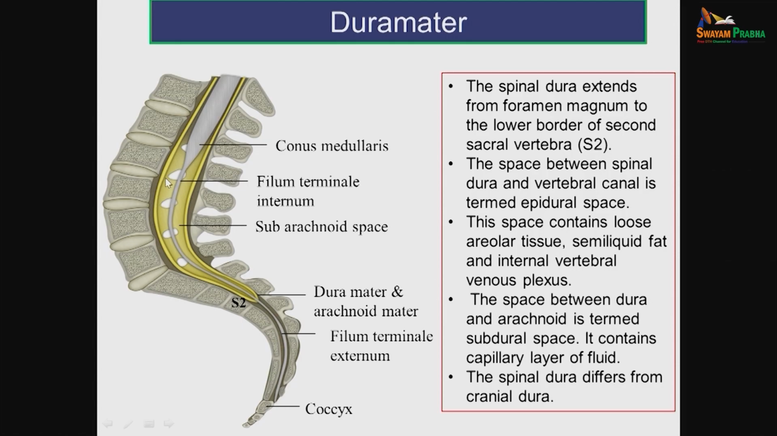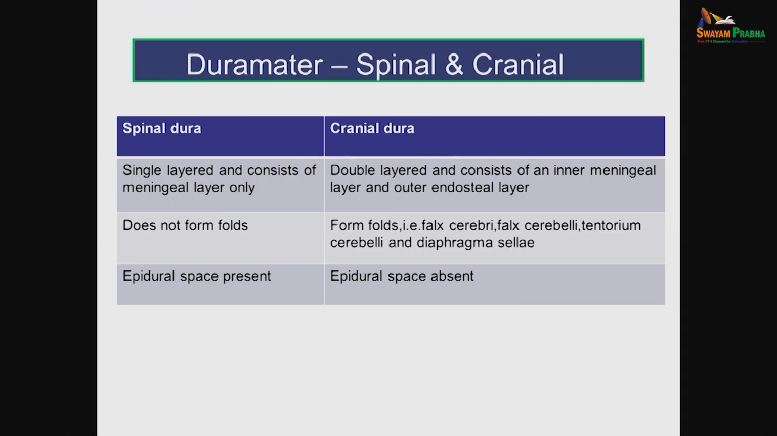The space between the arachnoid and the innermost covering closely investing the cord, the pia mater, is called the subarachnoid space. What is pointed out in the picture is the subarachnoid space, which is filled with cerebrospinal fluid, CSF. If you take the spinal dura mater, it differs from the cranial dura mater. We will look at the differences between the spinal dura and the cranial dura.